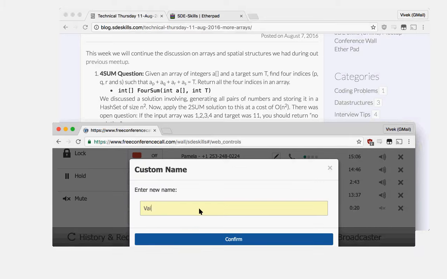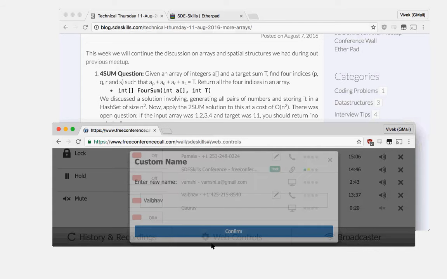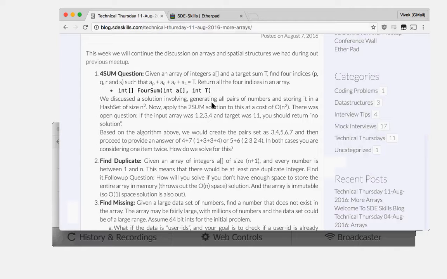Hey, Vaibhav. Yes, it would be n square in terms of space, and n square in terms of time, because you're going through pairs of numbers. That's n square already, right? The cost of finding pairs of numbers in an array is n square, because for every number you have to check with every other number. That's how you make a pair. And you are putting it in a hash set, and that hash set will also store essentially n square elements.